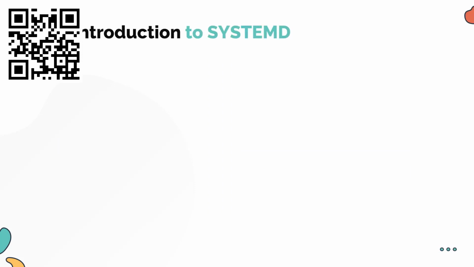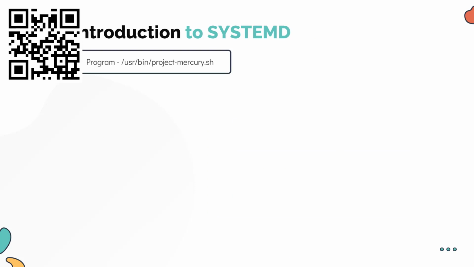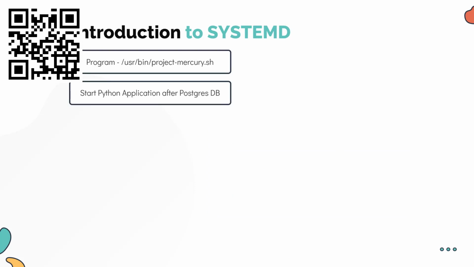Bob provides his list of requirements to Dave. He has a shell script called project-mercury.sh located at /usr/bin. This has to be started in the background as a service and enabled to start during the boot. This script starts his Python Django application on the laptop. The application, however, depends on the Postgres database. The Postgres service should be up and running before the Python application can be started successfully.